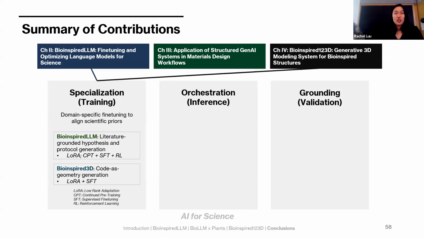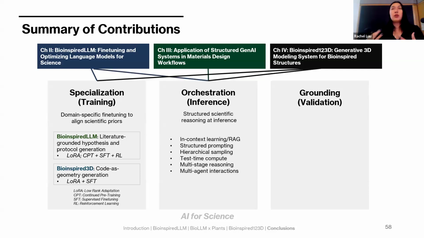We have the orchestration phase. Once we actually have these models, how do we best use them? This shows up a lot in chapter 3, where we're applying bio-inspired LLM in the most robust way possible, doing in-context learning, structured prompting, and hierarchical sampling.